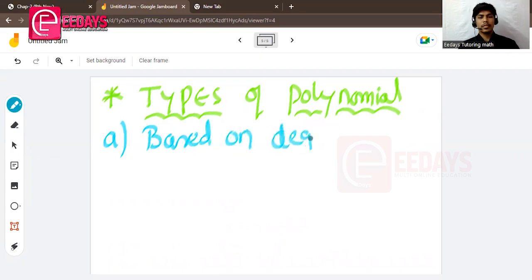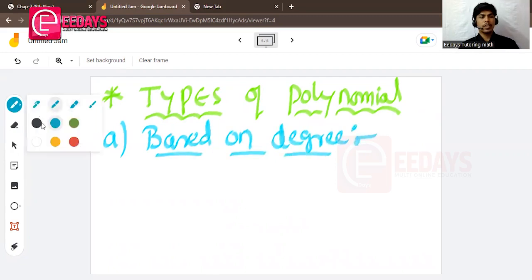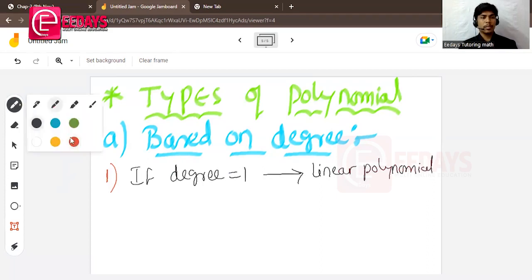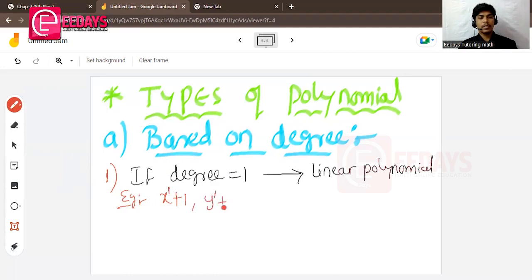Based on degree. I think everyone knows what degree is, right? Based on degree, the first one: if degree is equal to one, then we call it a linear polynomial. Linear polynomial. For example, let me take one example here: x plus 1. Here degree is 1. And y plus 1, y plus 2, like this. You can take any examples.